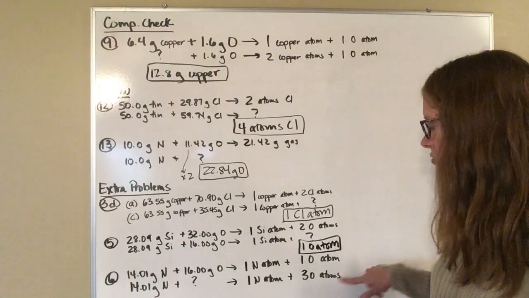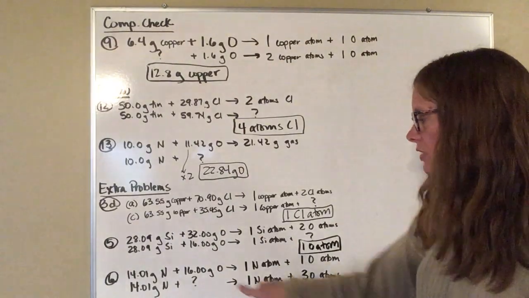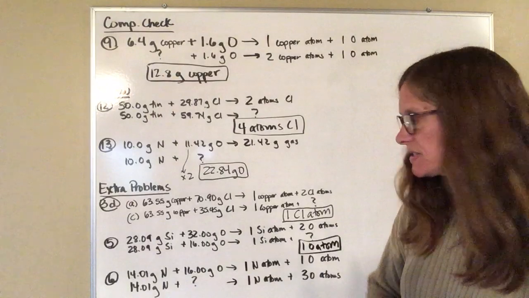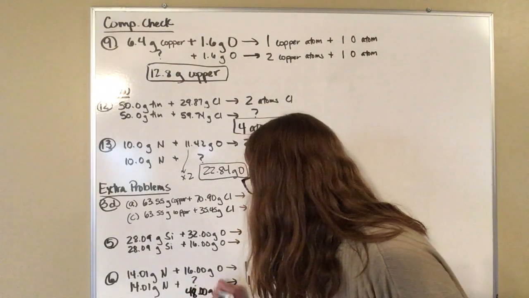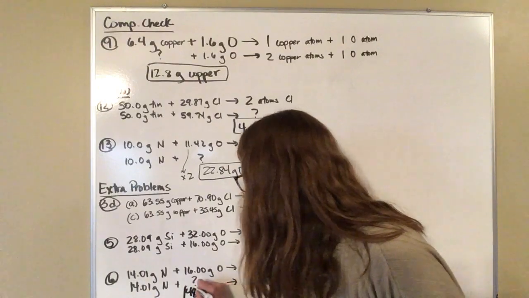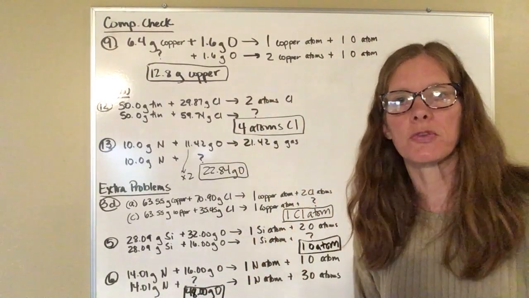So that means I'm going to have to use 3 times as much oxygen as I had before. So if you take 3 times 16, you are going to end up with 48 grams of oxygen is what you're going to need to use to make that second compound. All right, so that takes care of the problems for day 8.